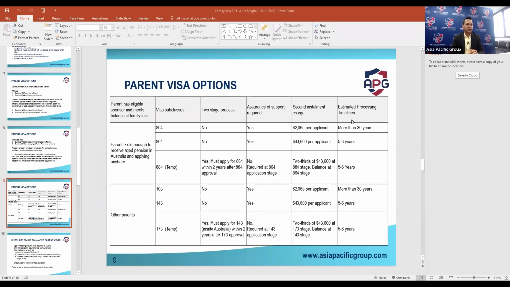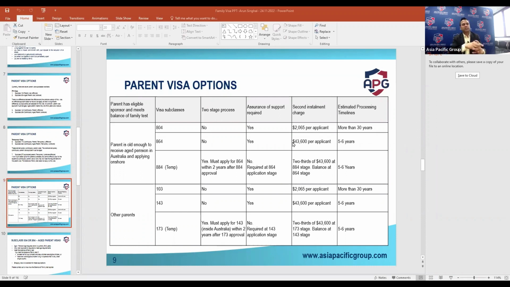So basically, the parent will always be on a bridging visa A in most scenarios, and they may not get the visa in their lifetime. The equivalent of it is the 864 aged parent visa, where the application is finalized in around 6 years' time. But it comes with a massive cost. It costs $43,600 per applicant, but that fee is payable at the time of visa grant.